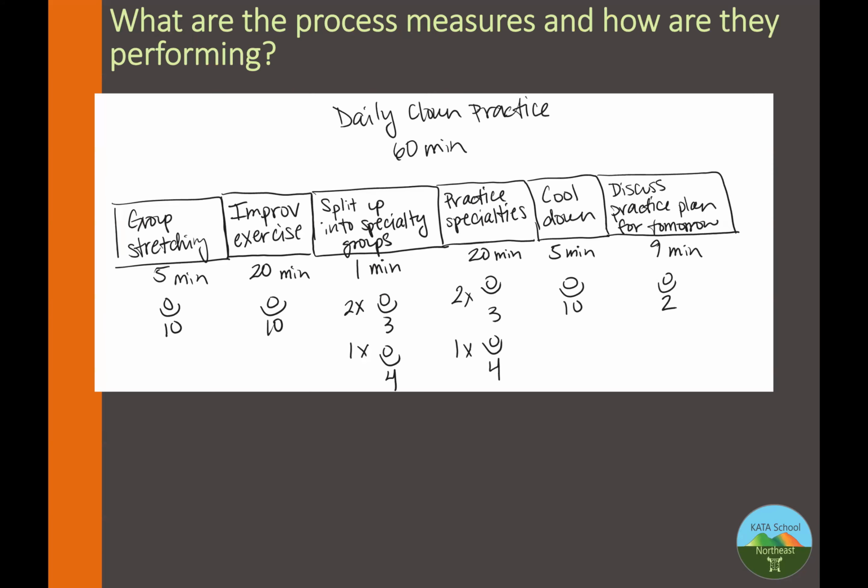So the question we are now trying to answer from process analysis step 3 is, what are the process measures and how are they performing? To answer this, I first want to talk about the difference between process and outcome metrics.